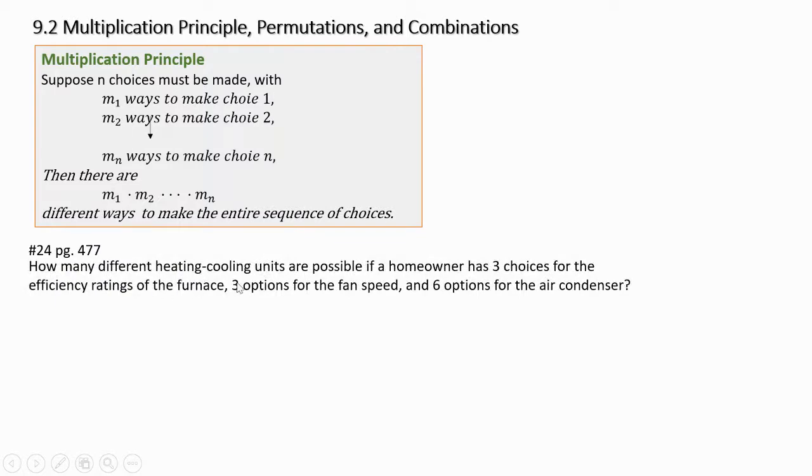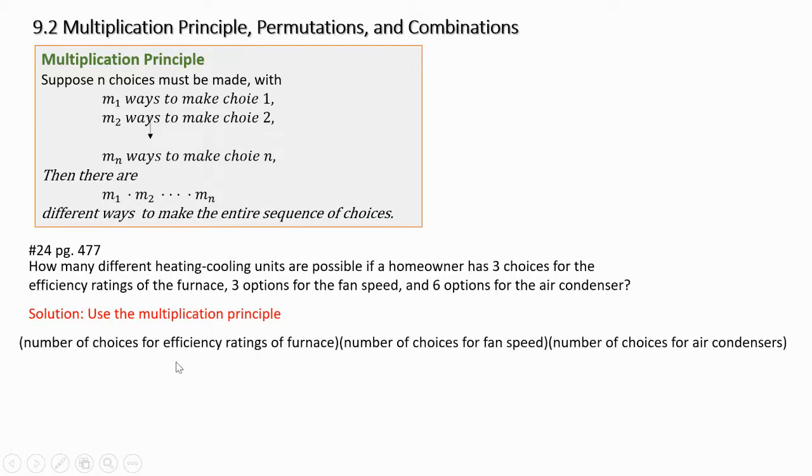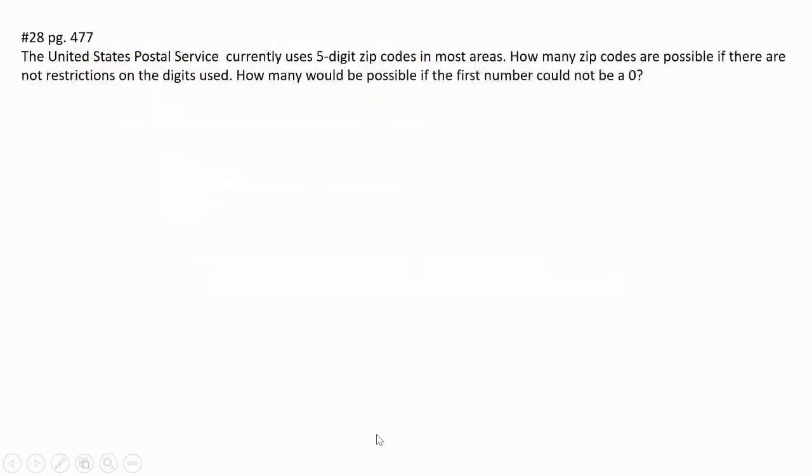Example: how many different heating cooling units are possible if a homeowner has 3 choices for the efficiency rating, 3 options for the fan speed, and 6 options for the air condenser? So by using the definition here, the number of choices of efficiency is going to be 3. The fan speed is going to be 3. And air condensers is going to be 6. So by applying the property here, all we do is multiply them: 3 times 3 times 6, which will be 54. 54 different units are possible.